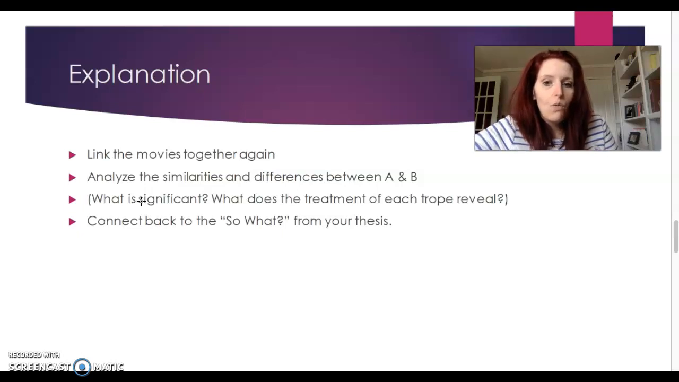What's significant? What does the treatment of each trope reveal? Connect back to the so what from your thesis. In other words, show me a connection. What is your interpretation? How do you connect your topic sentence to the information or illustration, and what's your overall takeaway?